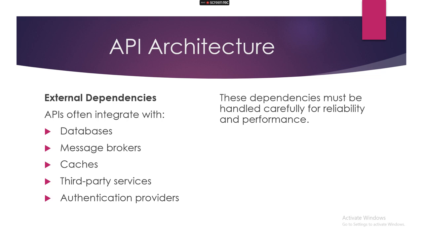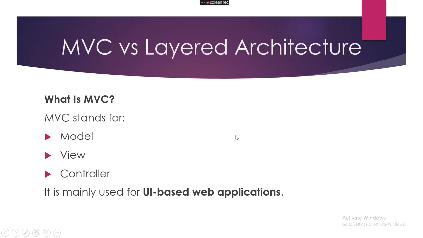We have external dependencies. APIs often integrate with databases, message brokers, caches, third-party services, and authentication providers, of course. And this is where some of the remote procedure calls may occur if you are using third-party services, or even calls to your other services, right? Even authentication providers, you're going to make requests to those APIs. So we can use different architectural styles there. These dependencies must be handled carefully for reliability and performance.